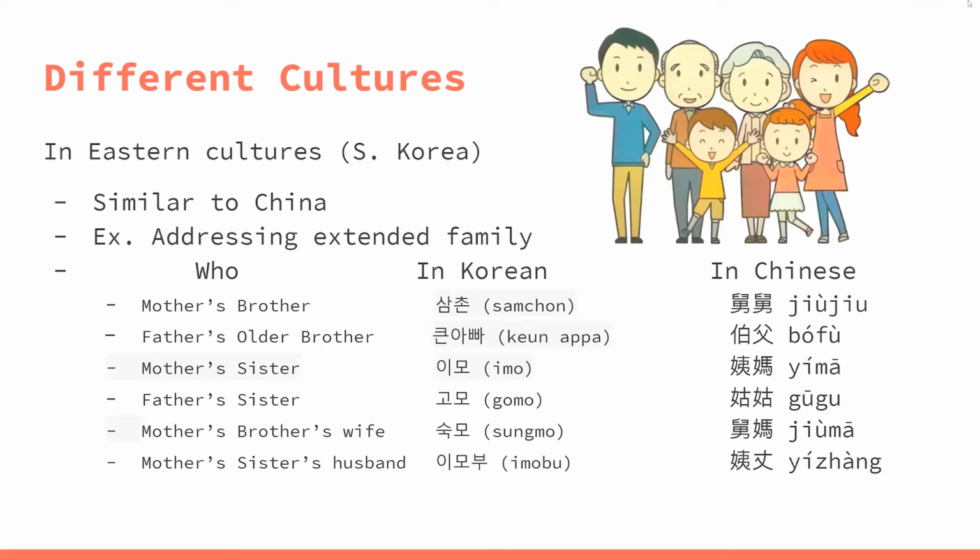And Eastern cultures, like South Korea, are pretty similar to China when addressing extended family. For example, when we want to refer to our mother's brother, you might say samchon, or in Chinese, jiujiu. And for father's older brother, kunapa, or bofu. And for mother's sister, imo, or ima. And for father's sister, gomo, or gugu. And for our mother's brother's wife, I call her sungmo, and in Chinese, jiuma. And our mother's sister's husband, imobu, or yifu.